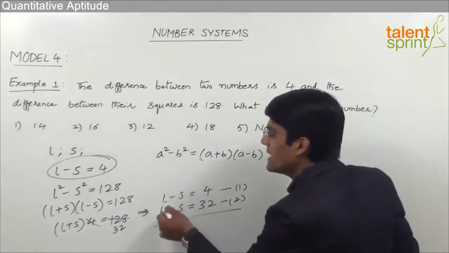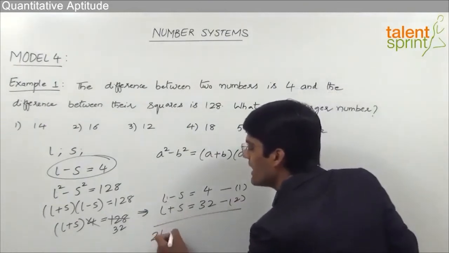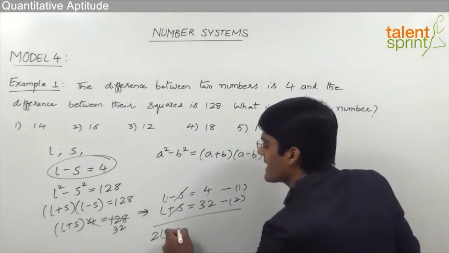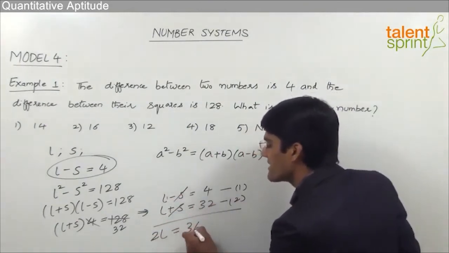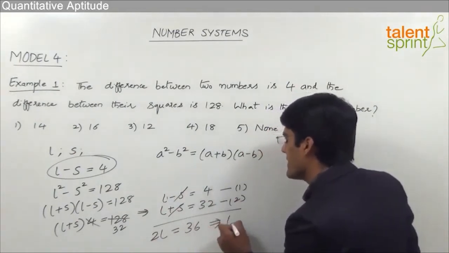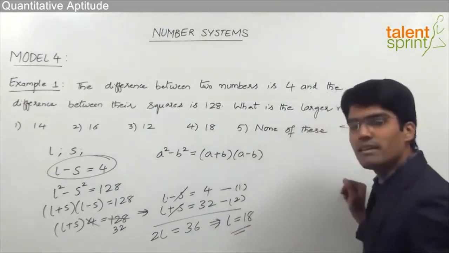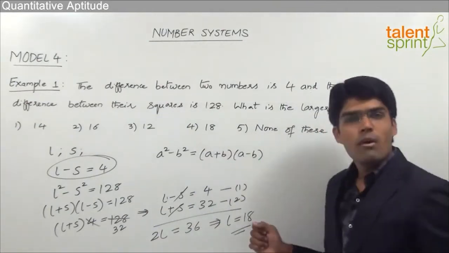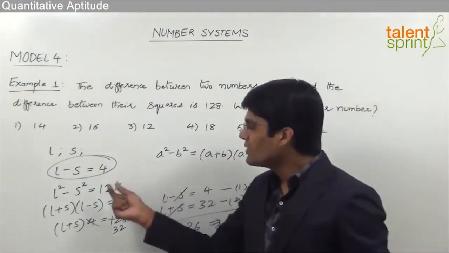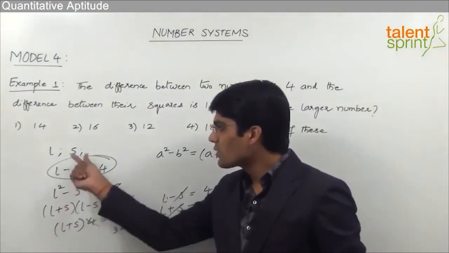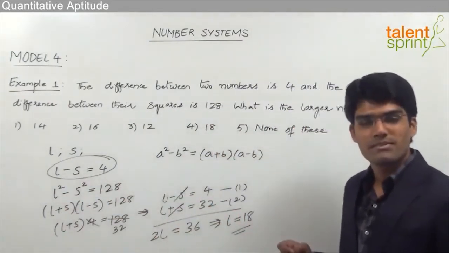Let us add both the equations. L plus L is 2L, plus S and minus S gets cancelled, and 4 plus 32 is 36. So 2L is 36. That means L is equal to 18. So very clearly the larger number here is 18, which is given in option number 4. So this is how you can use the formulae that we have discussed in solving certain questions from number systems.